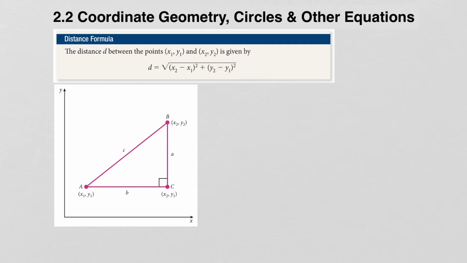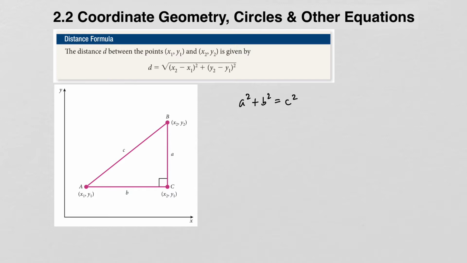What we can do is we can draw a horizontal line here and a vertical line here to form a right triangle. And in this right triangle, we know that we can use the Pythagorean theorem, right? So if we call this side B and this side A and this side C, we know that A squared plus B squared is equal to C squared. Now the question is, what is A, what is B?